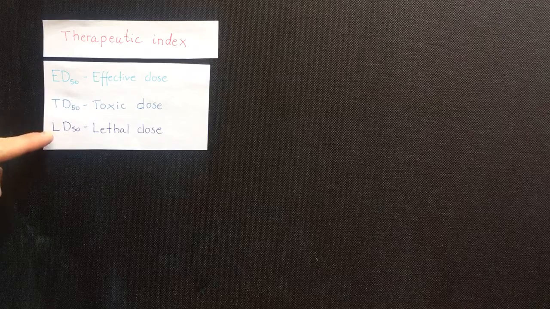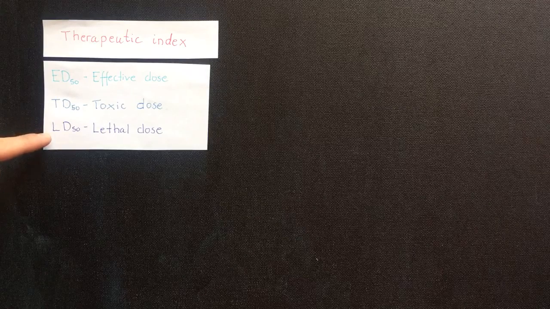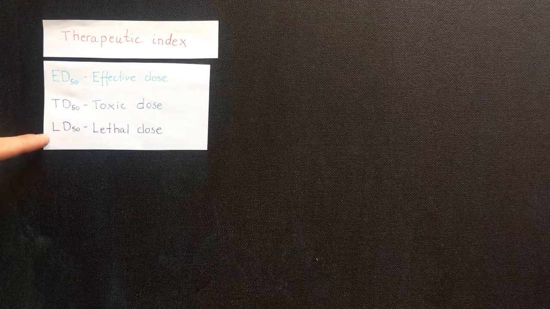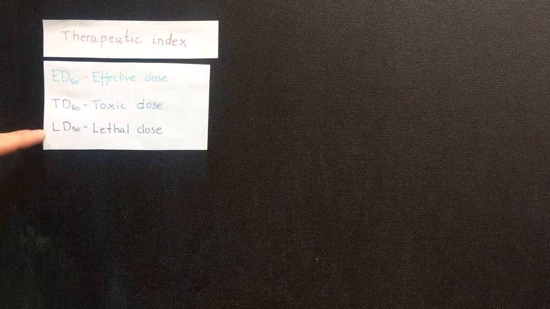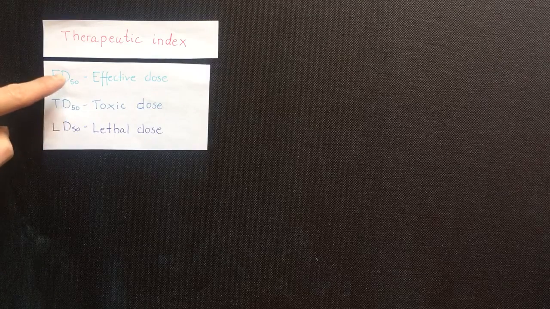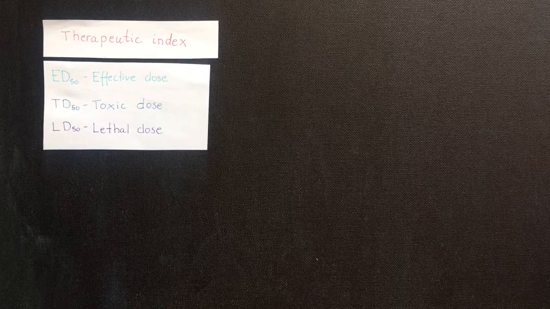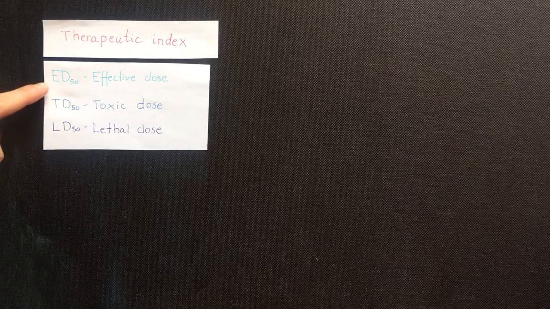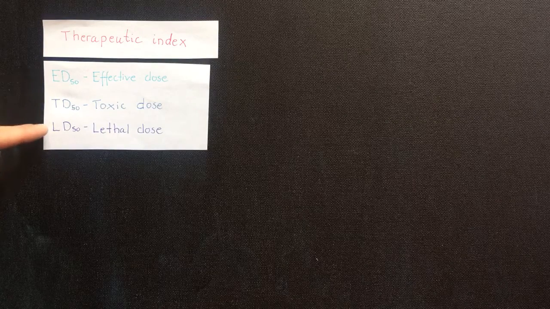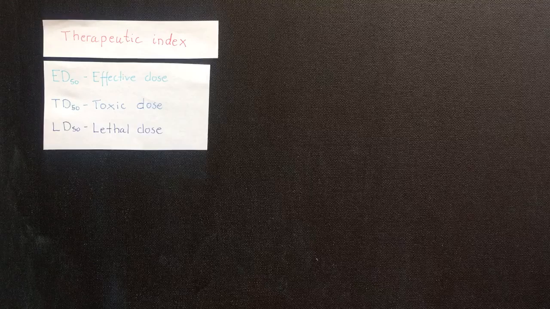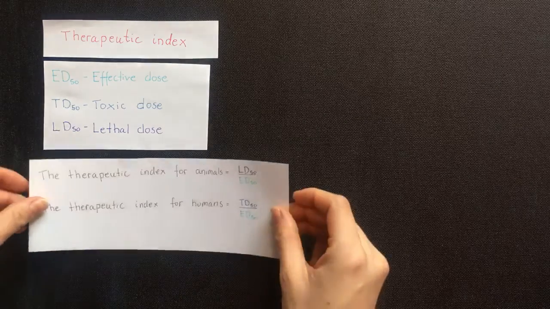Then we have the lethal dose. And that is the amount of drug required to kill 50% of the animal population. So as you maybe noticed, the 50, that's short for 50% of the population. E is for effective, T for toxic, L for lethal, and all of the D's are for dose. So we're talking about the dose of a drug. So if we now go into what is the therapeutic index.